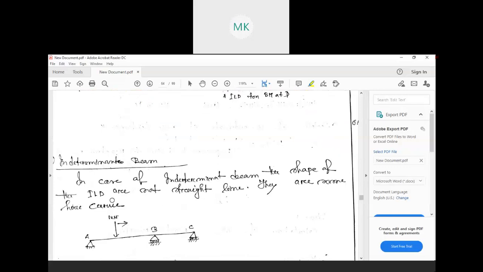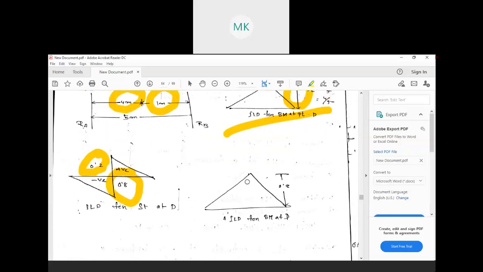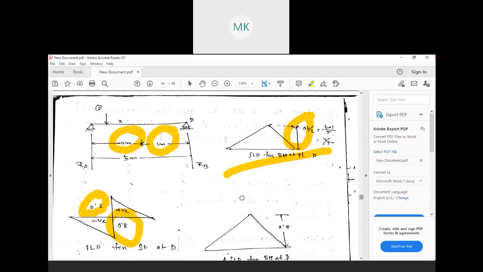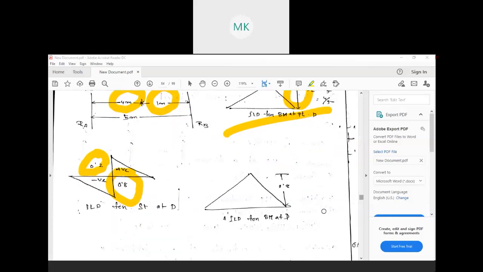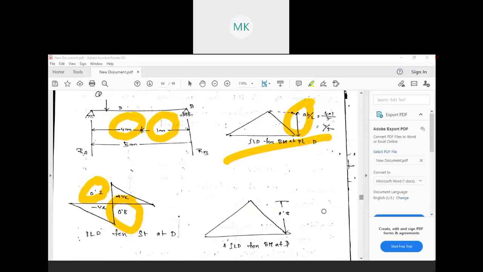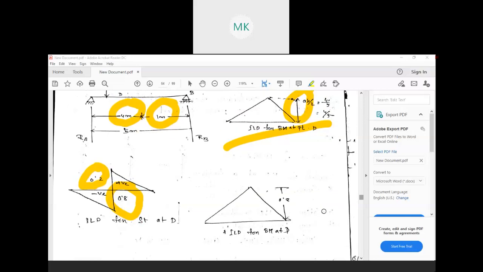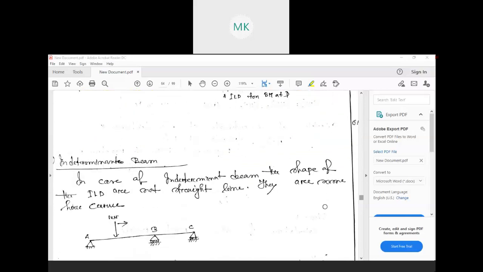So in case of determinate beam, I think all of you have understood this part. Now this is a very easy part. Did you understand this? Just respond yes or no. Just go through the numerical once, then you can easily understand this. Okay, let's move forward.